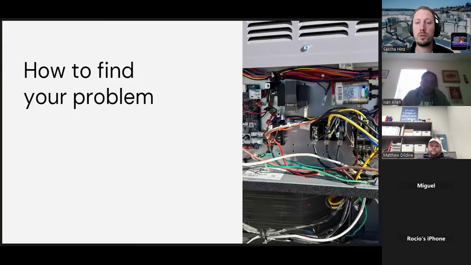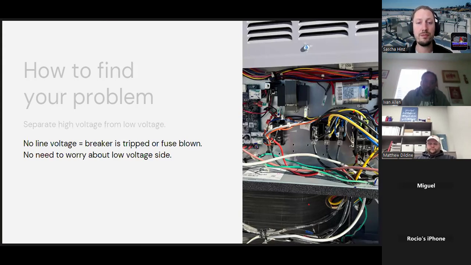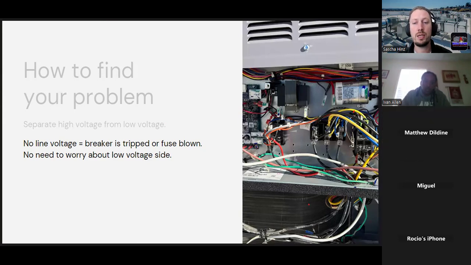How to find the problem if you're having a ground fault? First of all, I would separate high voltage from low voltage and see where your problem is. If you don't have line voltage present to the equipment, you can be fairly certain that your breaker is tripped, your fuse is blown, there's something going on the line side, and you do not need to worry about your low voltage at that point.